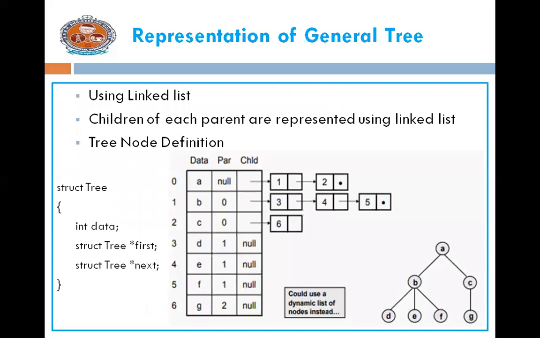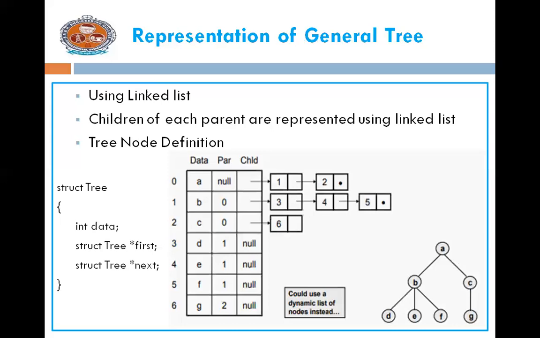How can you represent a general tree? In a general tree, a node can have any number of children. So the general representation is using a linked list. The children of each node are represented using a linked list. In a general tree, each node can have any number of children, so linked list representation is better for storing the sibling data.